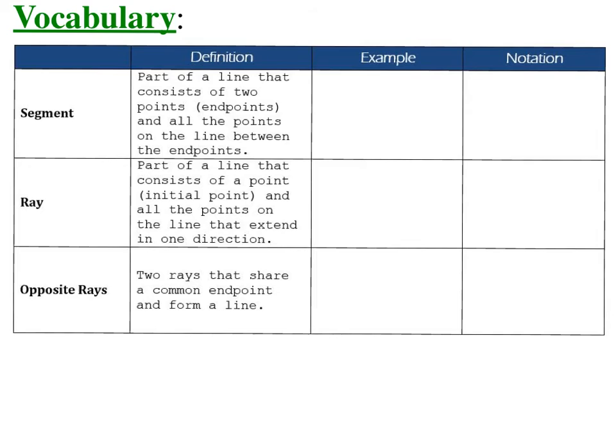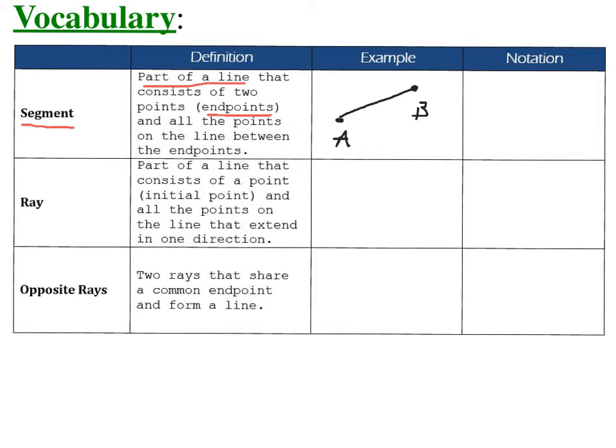Now we have some new terms that build on our initial undefined terms. The first one being a segment. So this is only part of a line. It has endpoints. It does not continue on forever. So for example, let's say I still have A and B, but instead of drawing my line past them, I'm just going to go straight from A to B. I'm not going to go outside of them. I'm not going to include arrowheads because it does not go on forever.